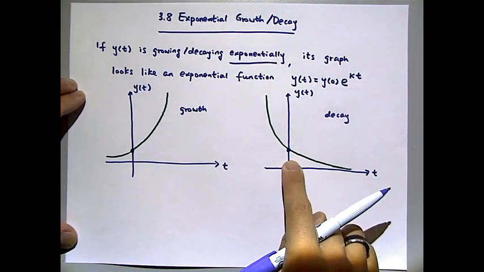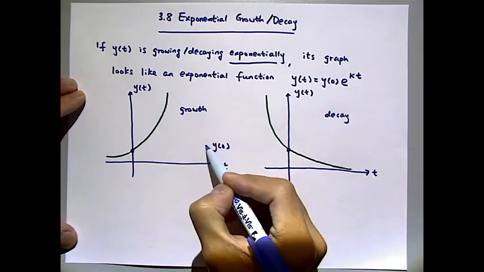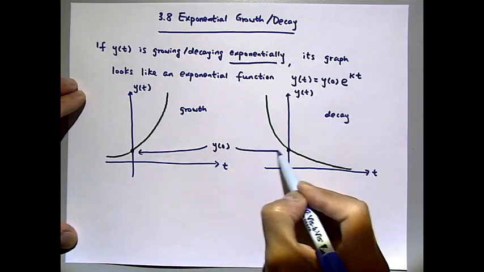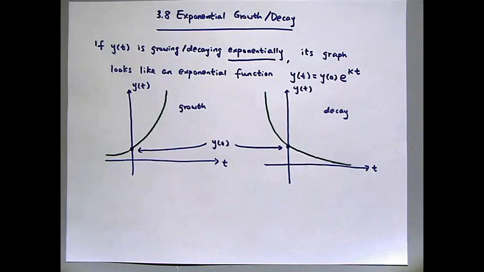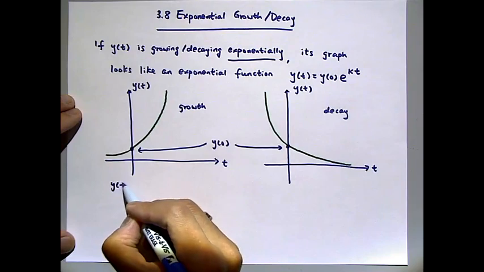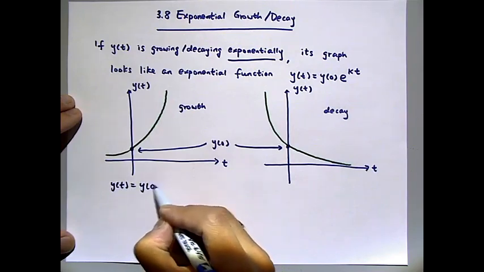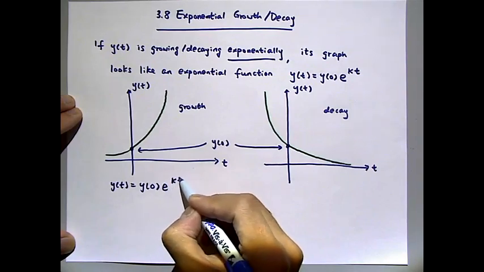The y-intercept right here, this is that y of 0 thing. This is the amount of whatever this substance is, whatever that quantity is, at time 0. So that's your y-intercept. Now this k right here, take a look at this equation. y of 0 is a constant, a number. k is also a constant.